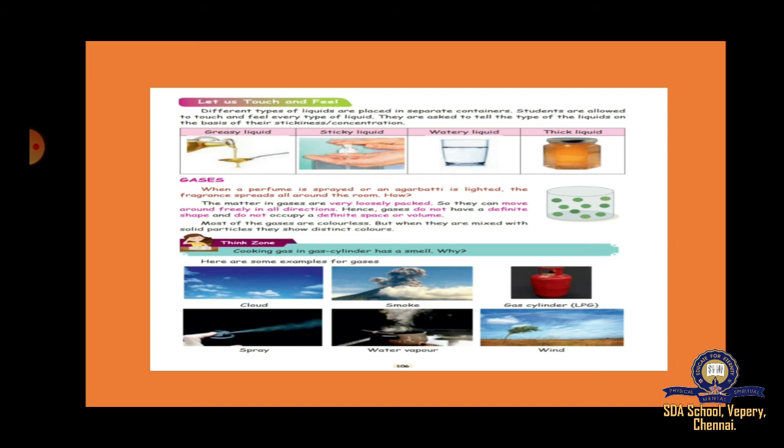And when an agarbatti is lighted, the fragrance spreads all around the room, right? When you light an agarbatti in the house in one corner, what will the fragrance do? It will spread to all the other rooms also. So because the gas does not have any shape and does not occupy any volume, it will freely flow in all the directions. Okay, so you understood what is a solid, what is a liquid, and what is a gas.